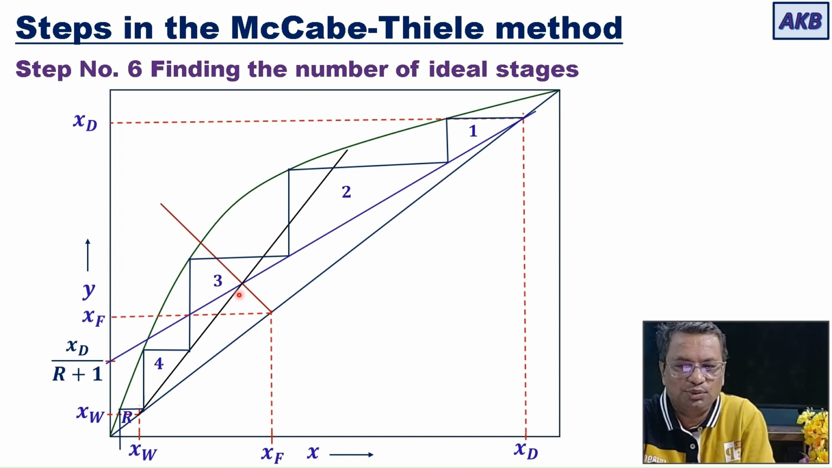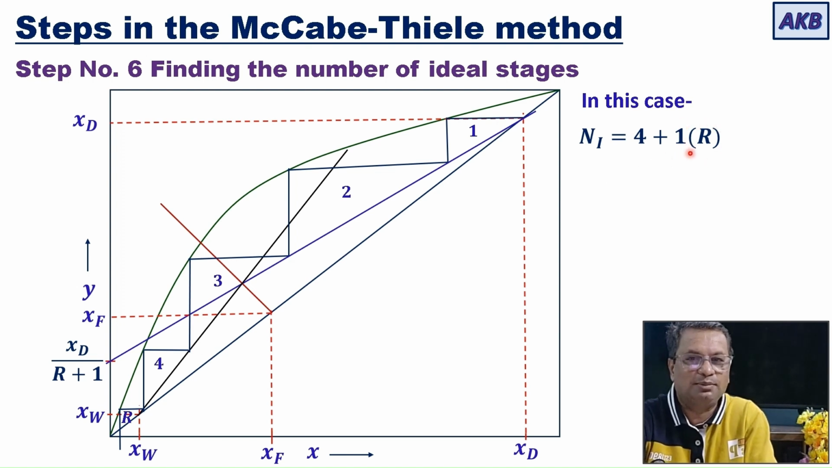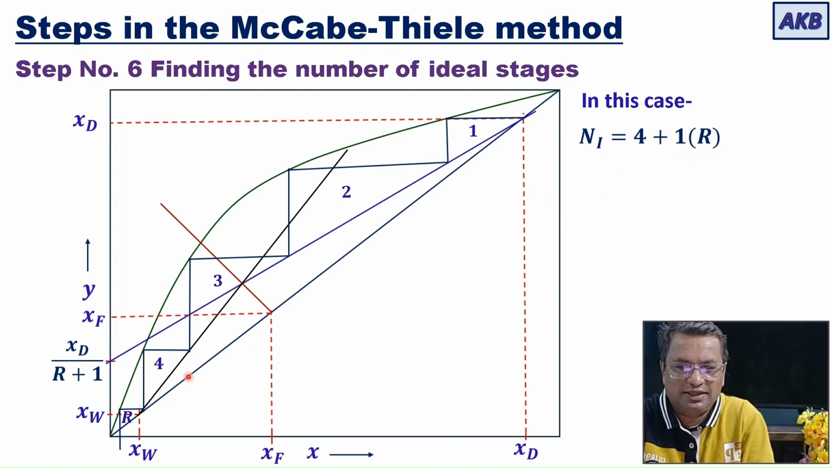Another important thing is just look at the stage where the 3 lines intersect with each other, because that will be the feed stage, you can say. So above the feed plate, you have stages in the rectifying section, and below the feed plate, you have stages in the stripping section. Okay? So in this case, the number of ideal stages, that is Ni, is equal to 4 plus 1. And what is that 1? That is nothing but the reboiler. So it is the triangle in which you have the point XW.